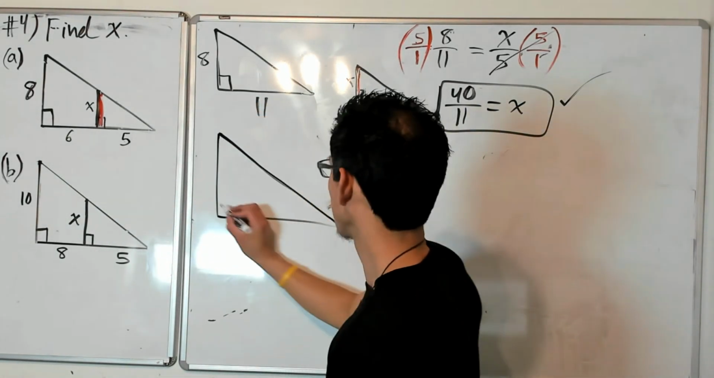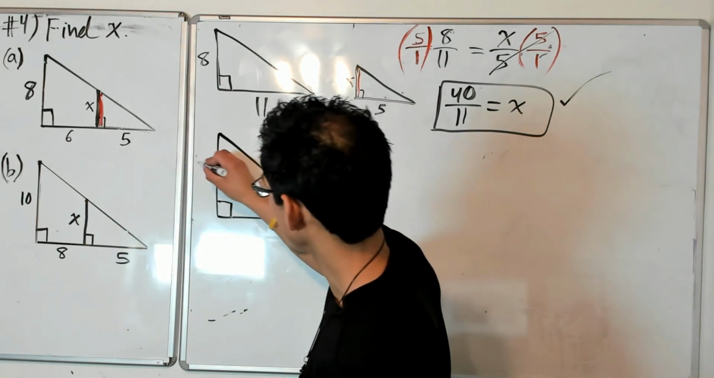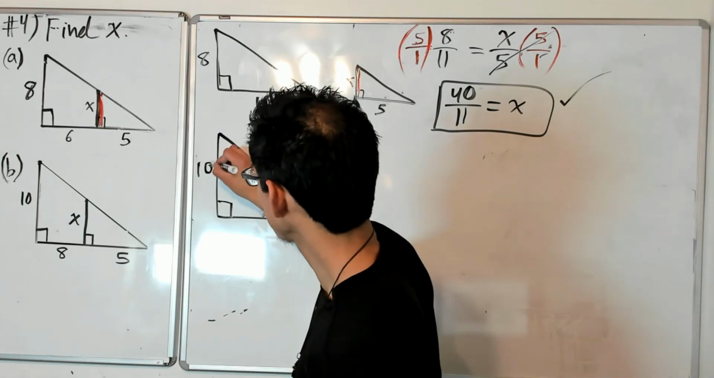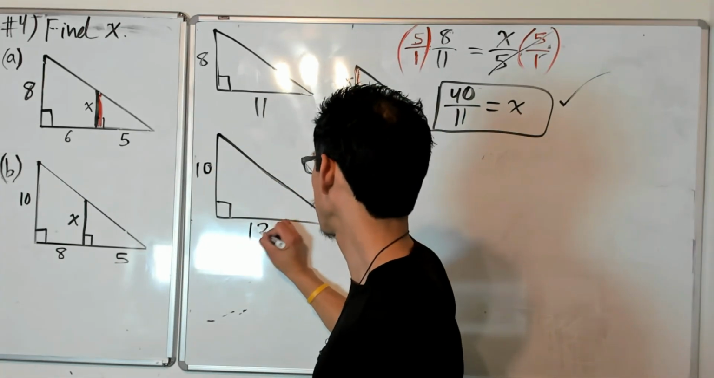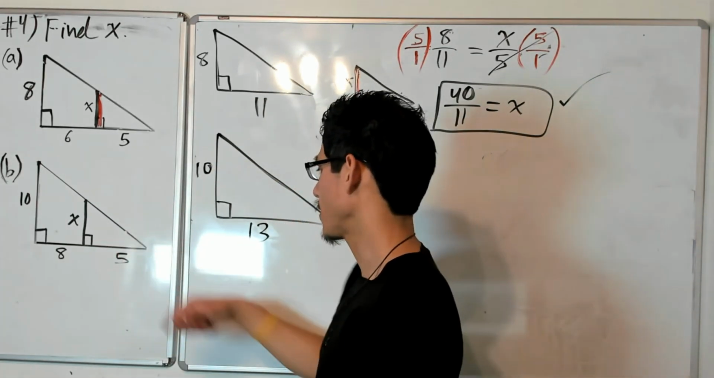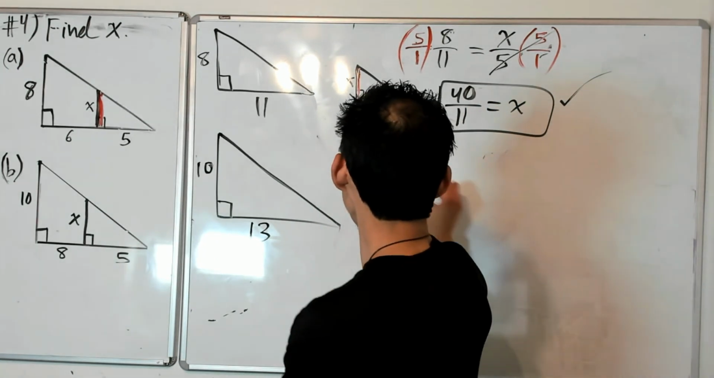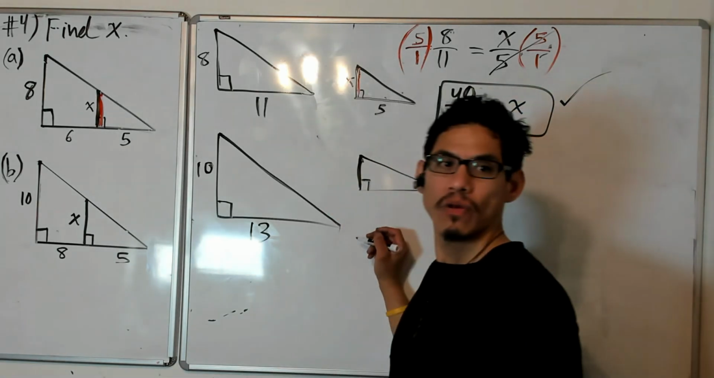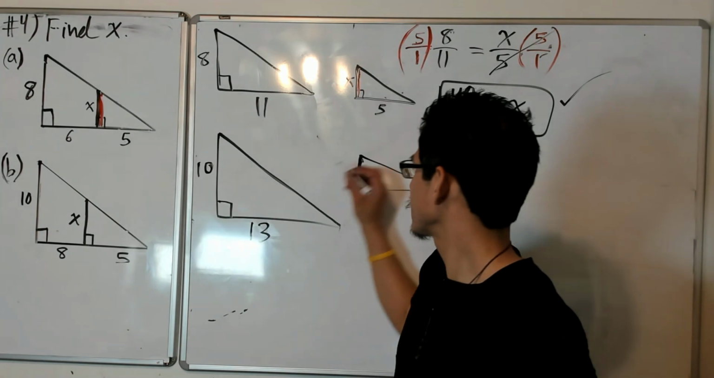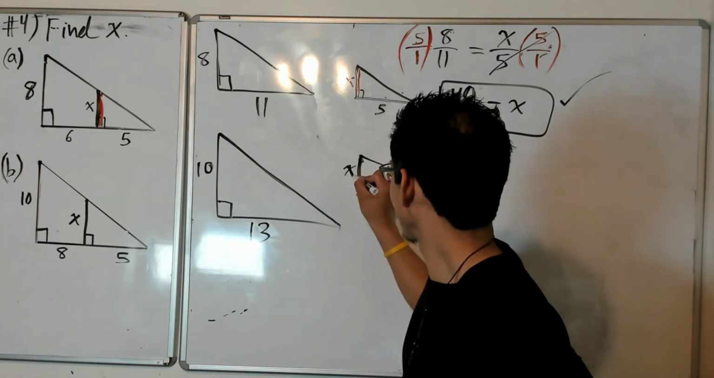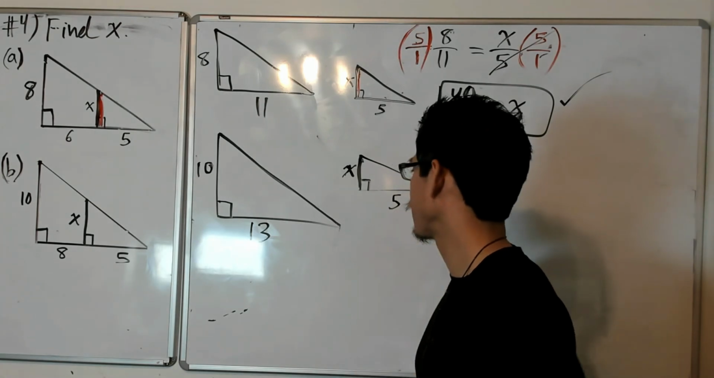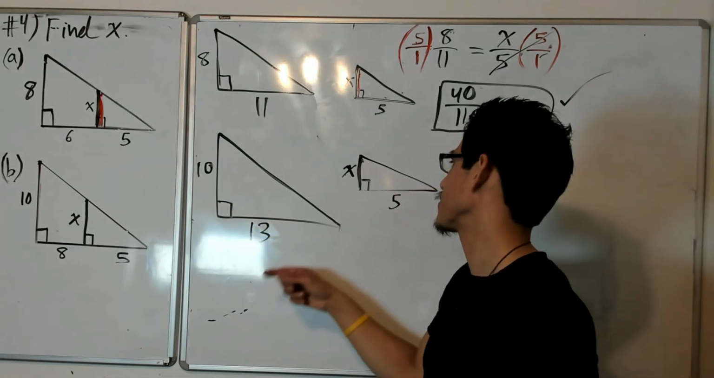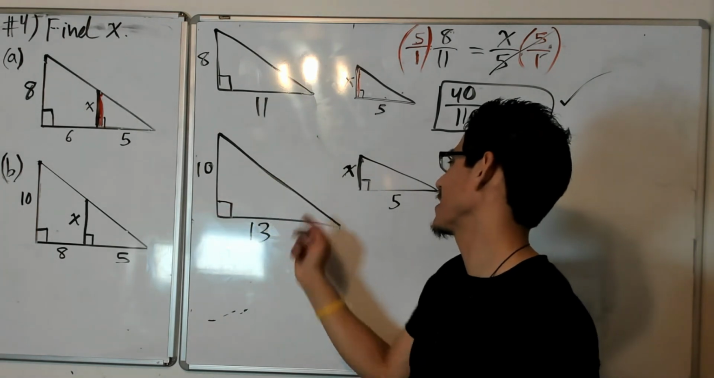I'm getting better at that now. 10 on the left, 13 on the bottom, a small guy here. We got the X and the 5. So again, you can go 10 over 13, X over 5, 10 over X, 13 over 5.